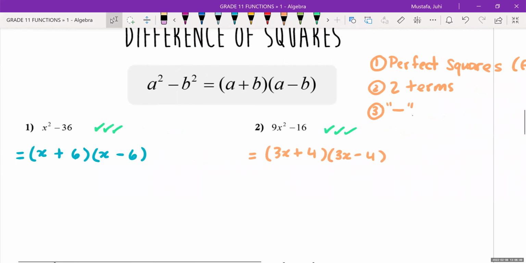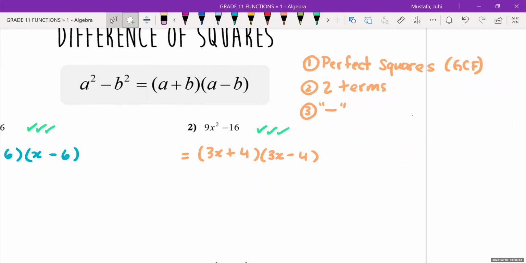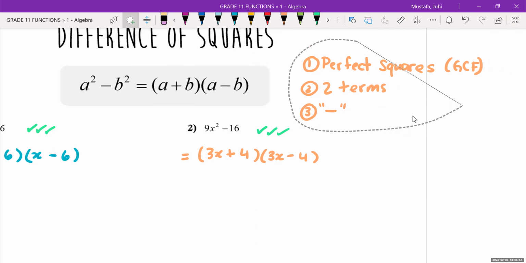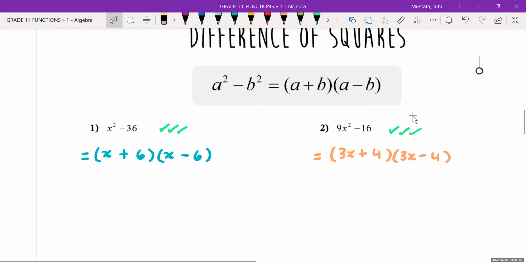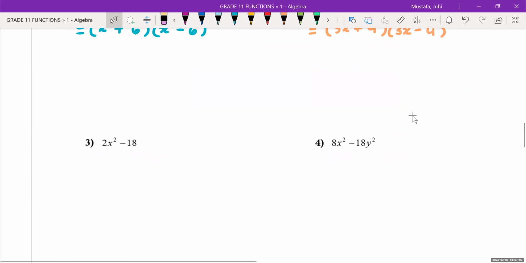And you can FOIL this and see for yourself if it makes sense, but these questions will always work out where that middle term just disappears. And so that's why you don't need a middle term.